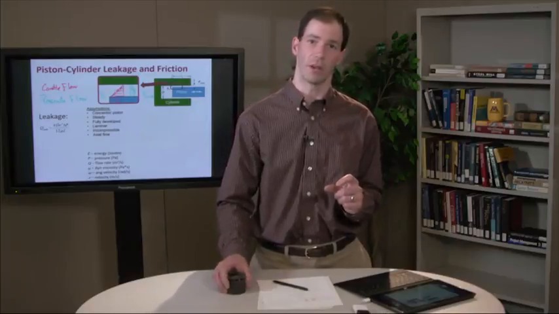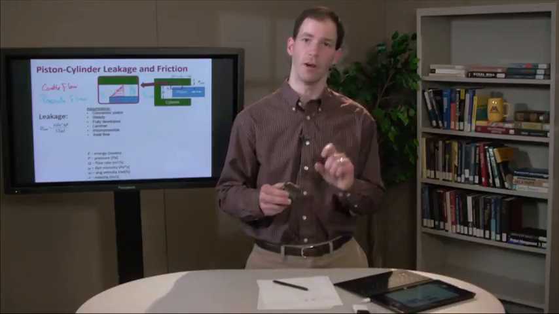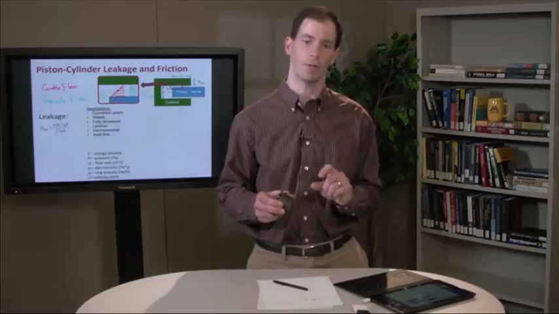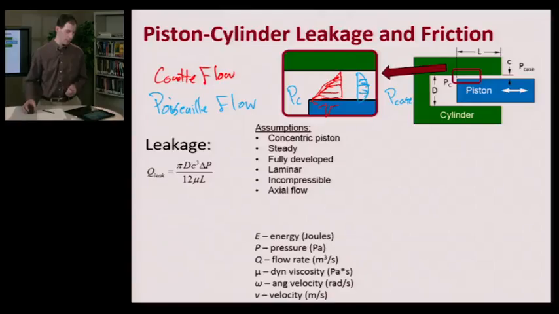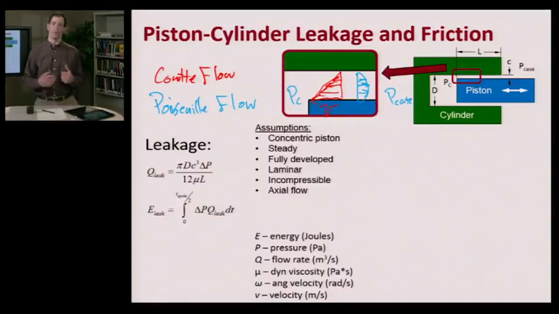So C is the radial clearance between the piston and cylinder. That clearance is enormously important for how much leakage flow rate I have. And then in the denominator, I've got the length as well as the dynamic viscosity of the fluid. And obviously this is also proportional to the pressure differential. So if I want to calculate what the energy loss is, I'm going to integrate the pressure differential times the leakage flow rate with respect to time.